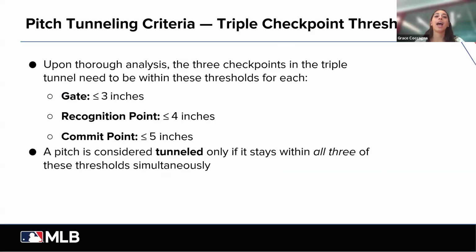Now, putting all of this together, we have identified our 3 checkpoints and the thresholds required for pitches to go through the triple tunnel. We have the tunnel gate, which is less than or equal to 3 inches, followed by the recognition point, which is less than or equal to 4 inches, and lastly the commit point, which is less than or equal to 5 inches. A pitch is considered to be tunneled only if it stays within all 3 of these thresholds simultaneously.